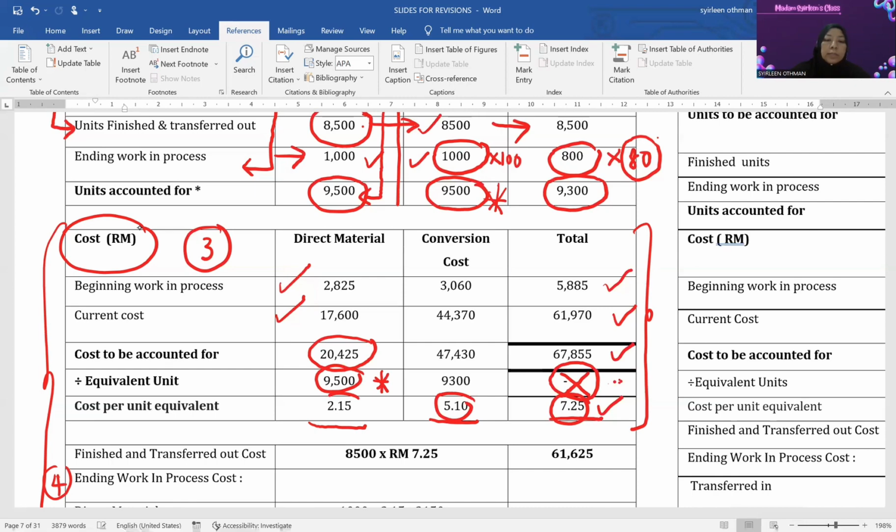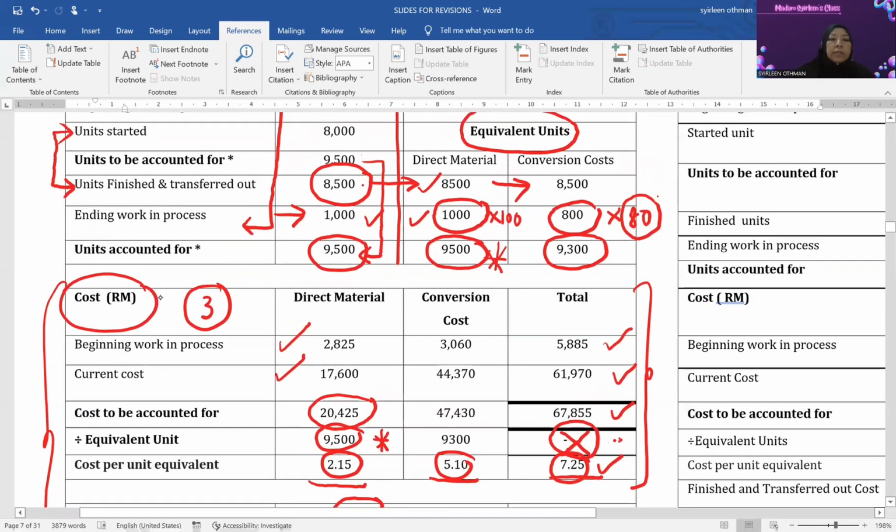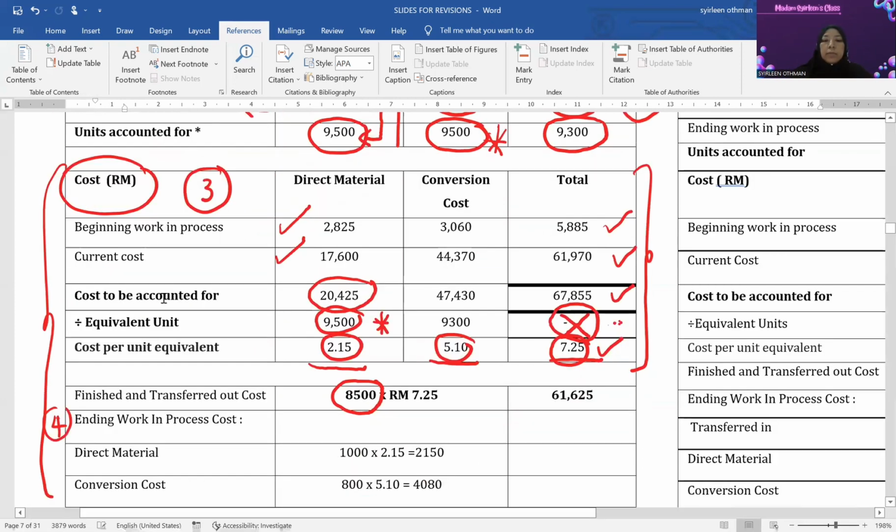Okay, alright. So once you have that RM7.25, okay, we are going to use all these three items to calculate the next item below. Okay, untuk kira finish and transferred out cost, you need to find the finish and transferred out unit. So di mana nak cari finish and transferred out unit? This is actually what you've calculated here. So this finish and transferred out unit is 8,500. So kita akan darab dengan RM7.25 yang you dapat dekat sini. Okay. So the finish and transfer out cost for this particular product is 61,625.